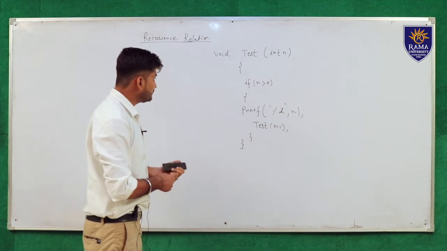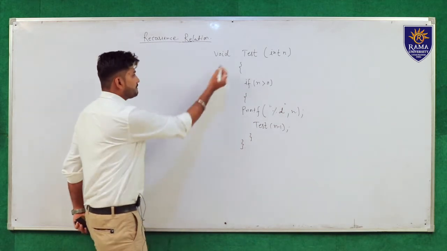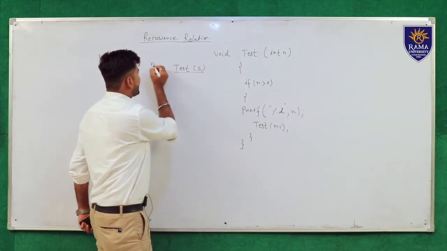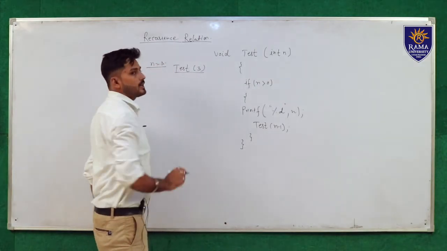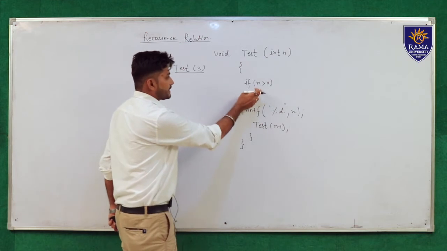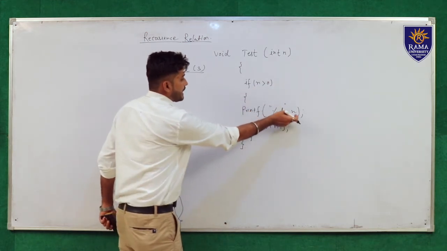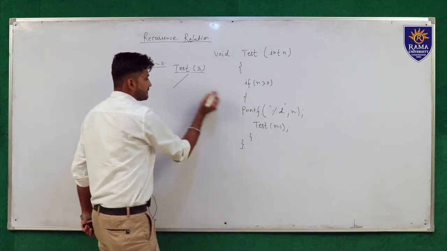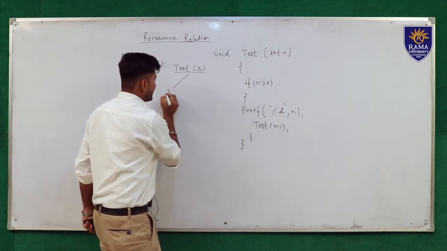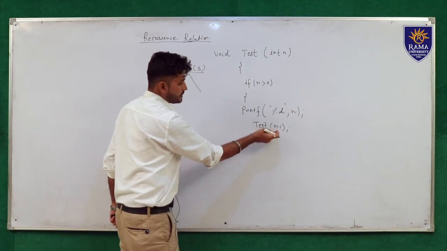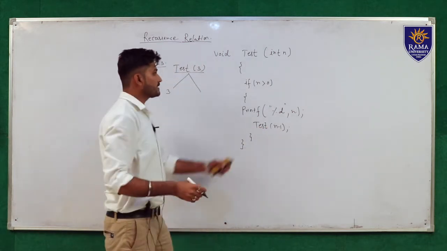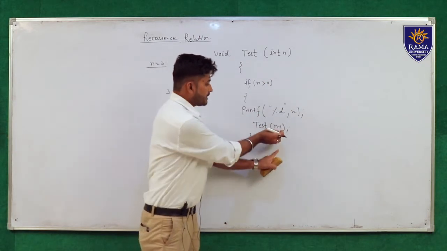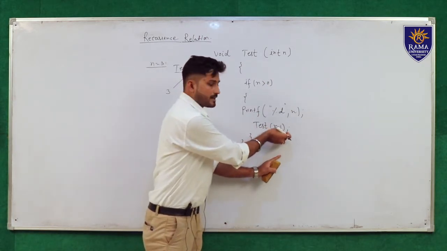So suppose for example, if we pass here test(3), if n equal to 3, then what will happen? N is greater than 0, the condition is true, printf n. That means when we pass n equal to 3, it will print n, that is 3, and again call test(n minus 1). That means when we pass value n, the recursive function calls itself with value n minus 1.